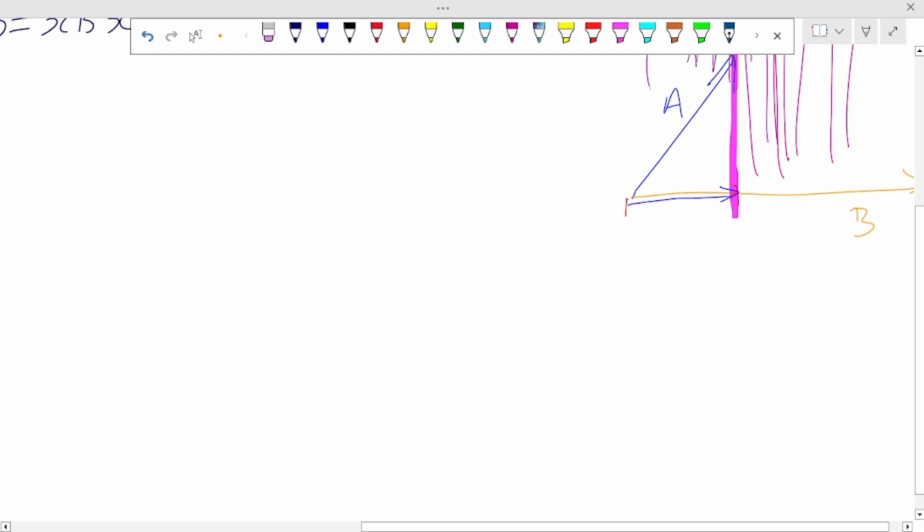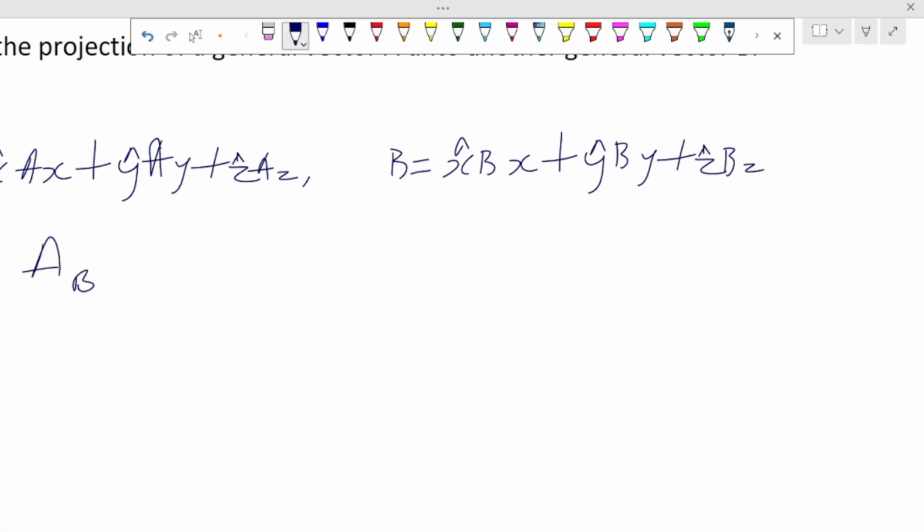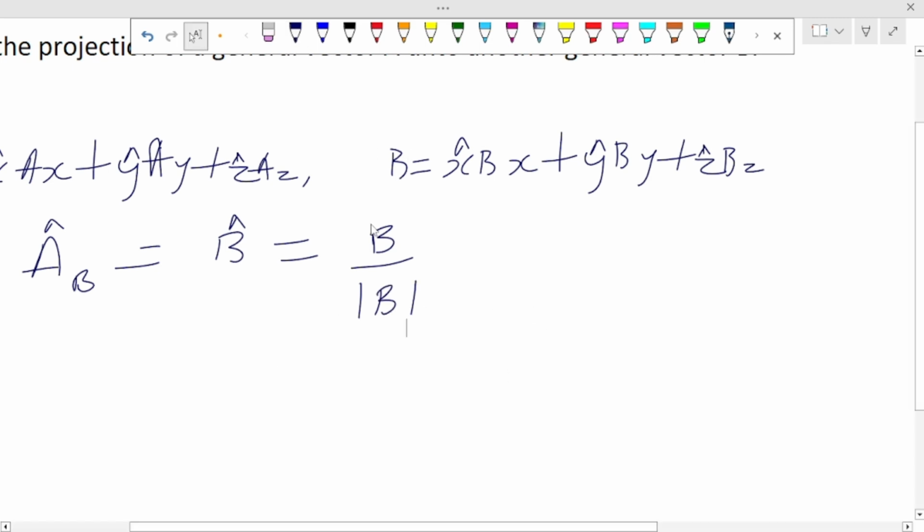So for the direction of A onto B, it is the same as the direction of B. And we know that the unit vector for B is the vector B divided by its magnitude. We said this in previous videos.